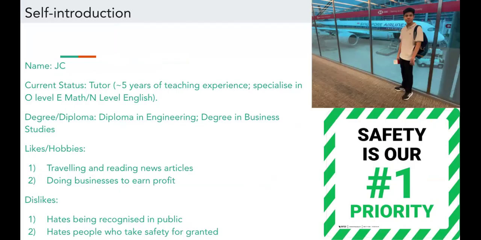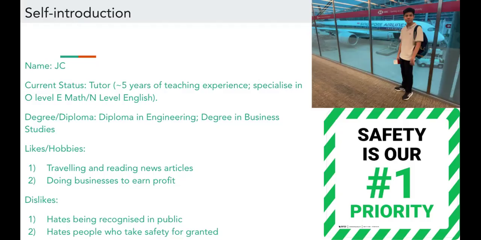Some likes and hobbies. I like to travel. Yes, you can see me on the Aero Bridge next to a Singapore Airlines aircraft. I like to ride on their planes as well, and I like to read their news articles while on the plane. I also like to do part-time businesses, so I can earn a bit of money and save up for my future as well.